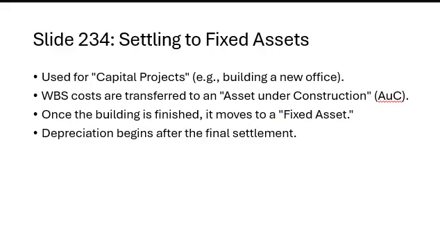Settling to fixed assets. This is used for capital projects like building a new office. WBS costs are transferred to assets under construction, and the finished building is moved to the fixed asset category. Depreciation begins after final settlement is completed, and settlement ensures proper accounting for capital investment and provides transparency in asset management process.